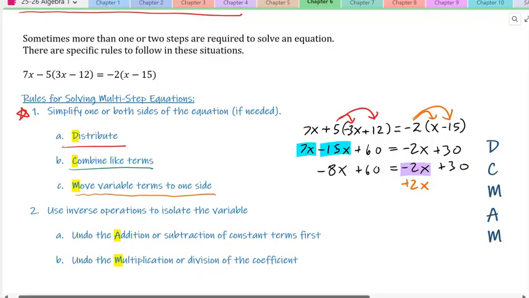Now, I have to do that to both sides of the equation, right? Because we have to keep everything fair and equal. You probably want to draw your line down through the equal sign so you know you're only doing one thing on each side of the equal sign.